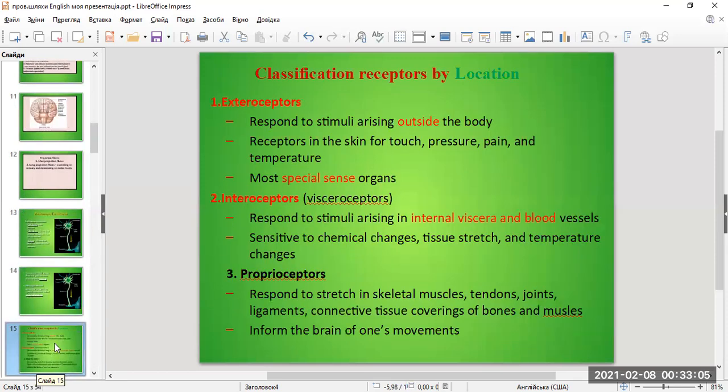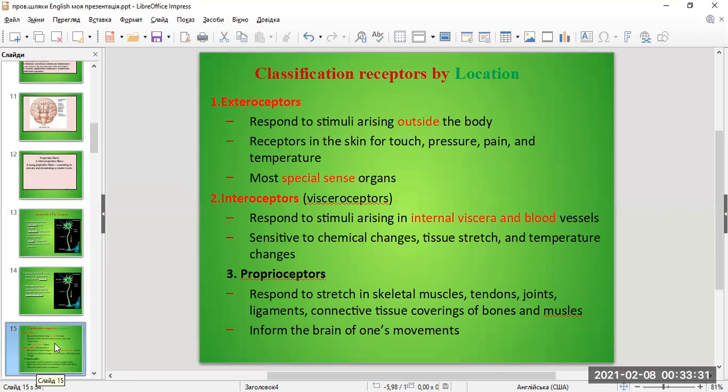Classification of receptors by location. Exteroceptors respond to stimuli arising outside the body. A receptor in the skin for touch, pressure, pain, and temperature. Most special sense organs.